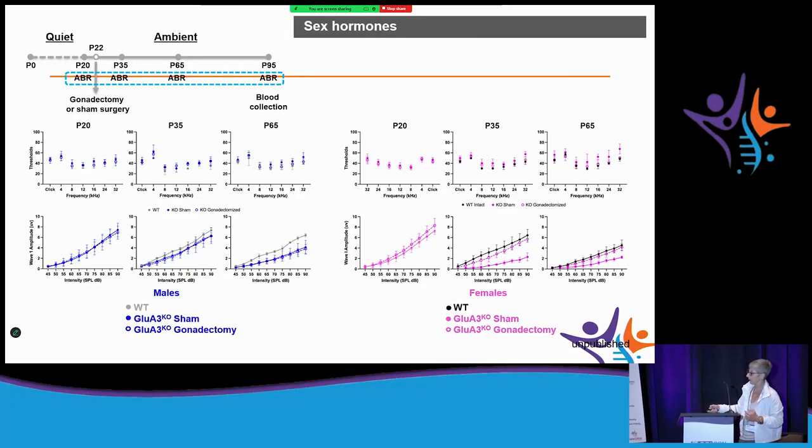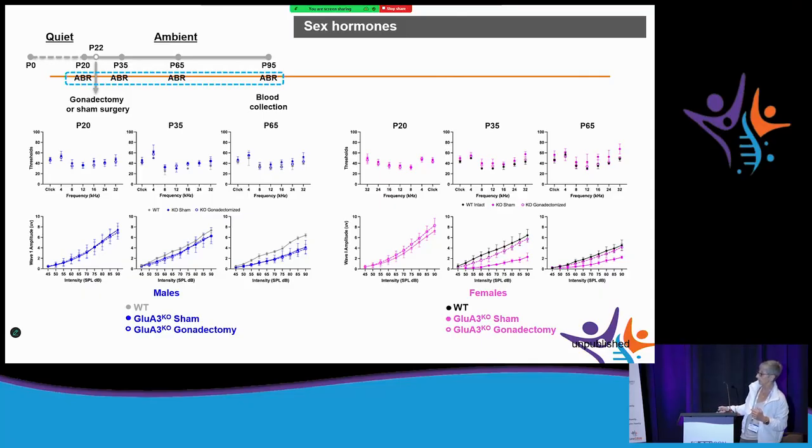Let's start with the males. As you can see here, hearing thresholds don't change, and there doesn't seem to be an effect of the gonadectomy. The gonadectomized ones are the ones with the white circles in between. So as expected, the wave 1 amplitude decreases in much older mice, not in younger, but again, there's no effect of the gonadectomy at all.